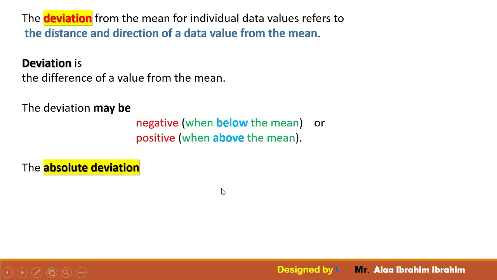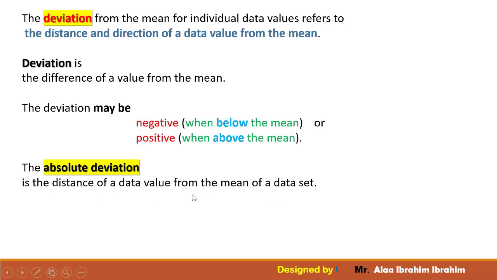Absolute deviation is the second part in our lesson today. We talked about this before together, how to deal with absolute. For absolute, we take the absolute value, we make it a positive value. It's the distance of a data value from the mean of a data set. It is the absolute value of a deviation.